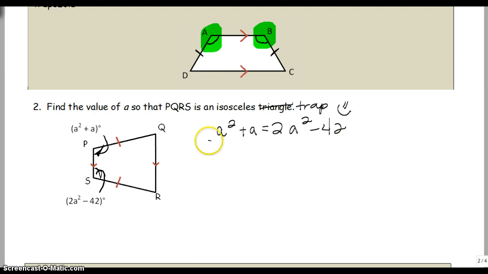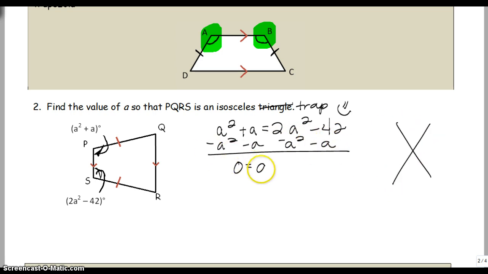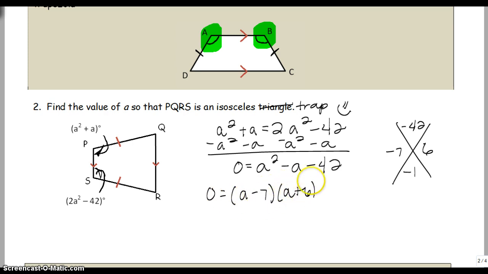If we get everything to one side, we can solve this using a box. So we would have 0 equals a squared minus a minus 42. We have to figure out what multiplies to negative 42 and adds to negative 1. Negative 7 and 6 do that. So we would say a minus 7 and a plus 6. When you solve using the zero product property, you can have two answers. a is 7 or a equals negative 6.